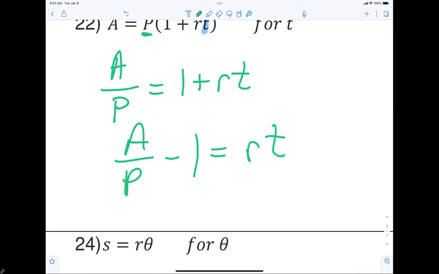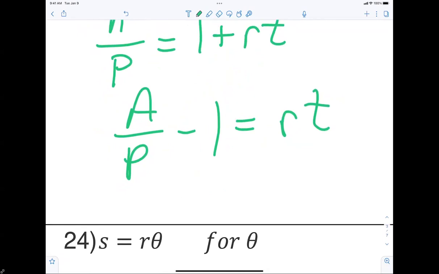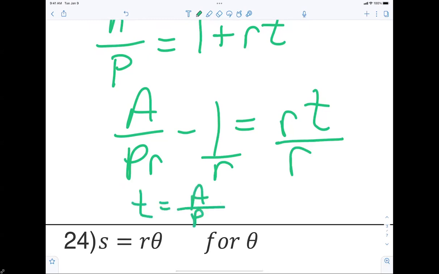Now I have to divide by R, but please look up now. I don't want to say divide by R like this, because then I have a fraction over a fraction. Is everybody with me on this? So I need everybody to pay attention. I'm going to divide each one of those terms by R. So please watch. Divided by R, divided by R, divided by R. I divide each term by R. So T is equal to A over PR minus 1 over R.